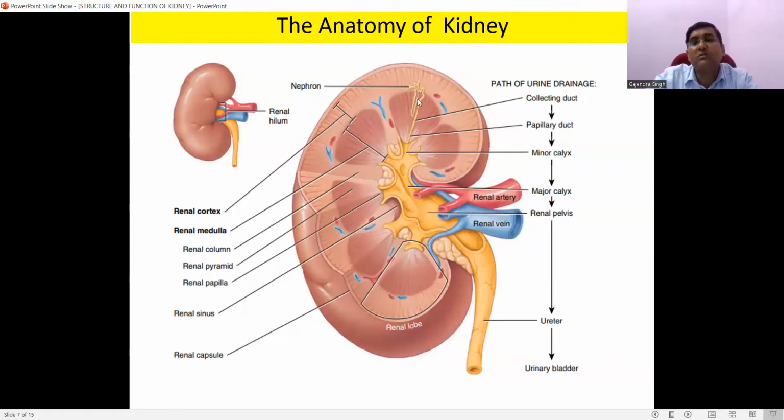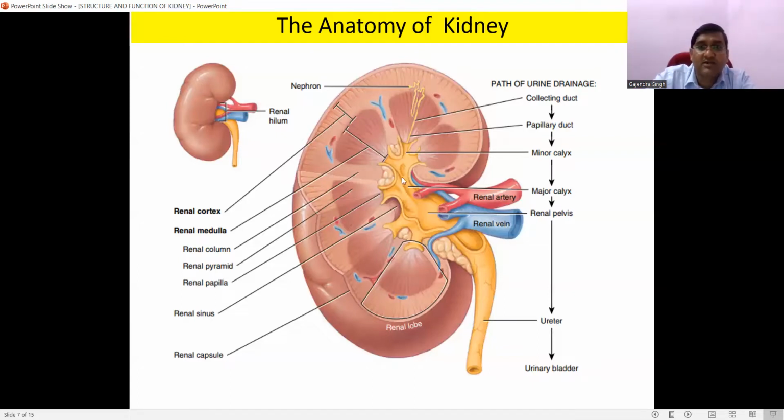And around 1 million nephrons are present in each kidney. We all know that urine is formed by these nephrons because these are the functional units of the kidney. So the main function of the kidney is attributed to these nephrons. The nephrons produce the urine, and this urine then goes into the large papillary ducts.